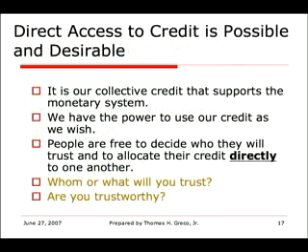Now, we need to consider that direct access to credit is possible and desirable. It's our collective credit. We have the power to use it in the way that we want, and we can allocate it to whomever we please. We have that power.